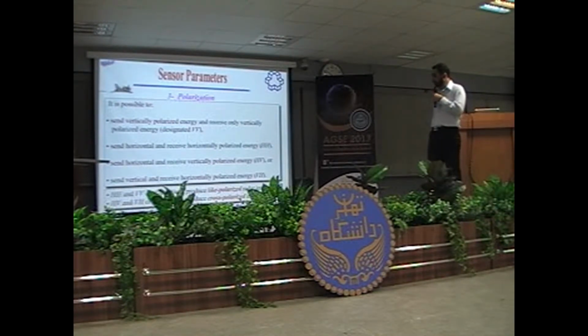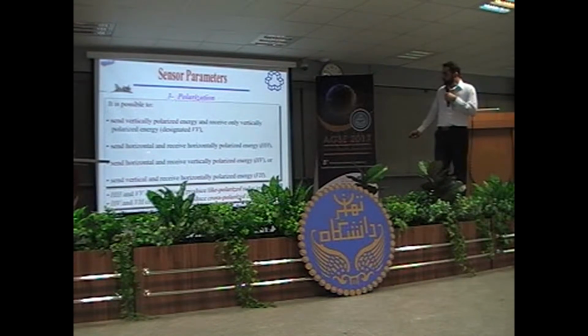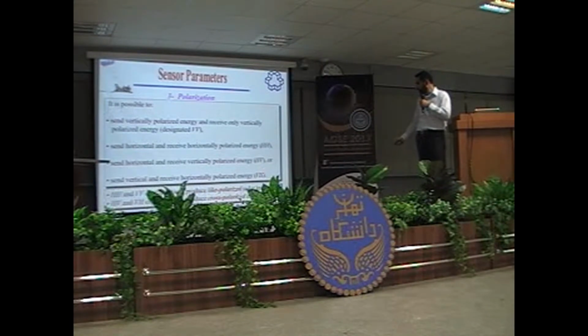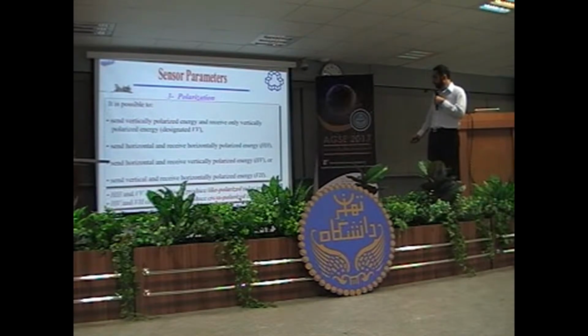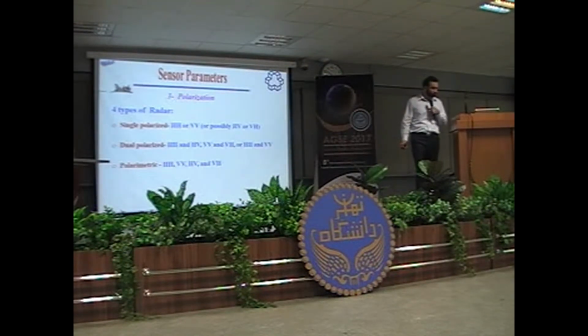So we can have different types of radar here. One radar could send vertically polarized energy and receive only the vertical; we call it VV. VV means sending in the vertical direction and receiving in the vertical direction. It could send in the horizontal direction and receive in the horizontal direction; we call it HH. And it can send in the horizontal direction and receive in the vertical direction; we call it HV, or VH the other way. Based on this, we call them like-polarized or cross-polarized. When they are similar to each other, HH and VV are called like-polarized, and these two are called cross-polarized.